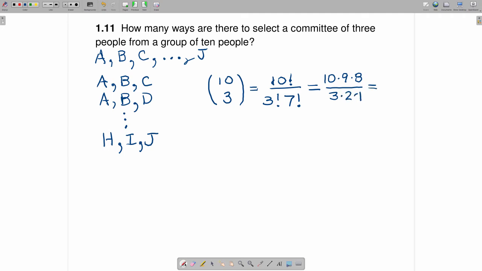The numerator here is 10 times 9 times 8. Well, 9 times 8 is 72, times 10 is 720. And the denominator is 3 times 2 times 1, which is 6. 720 divided by 6 is 120, and that is the number of committees of size 3 that can be selected from a group of size 10.